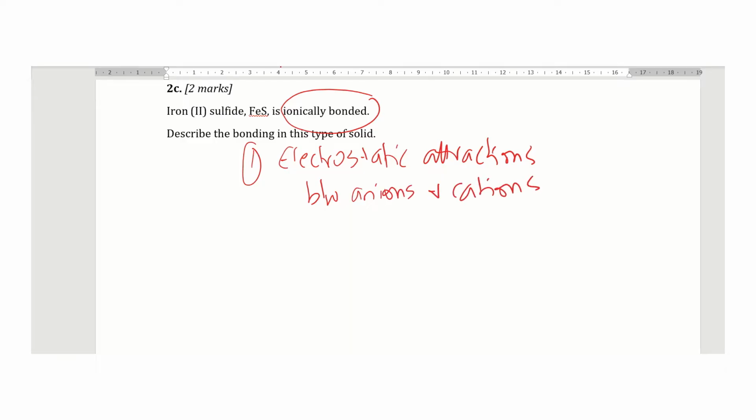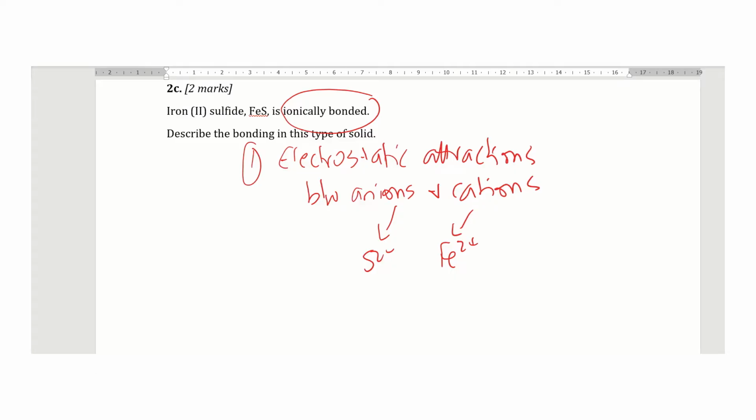Now I know what my anions and cations are. My cation is Fe2+, okay? And my anion is S2-. So you need to mention that they're electrostatic attractions between anions and cations. In this case, you know that it's the sulfide and the iron 2+. Okay, you can write cations or anions, it doesn't matter which order.